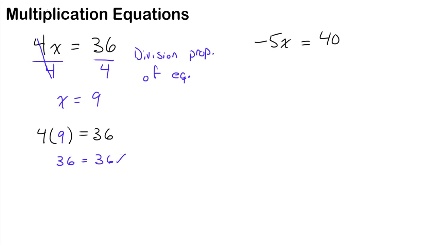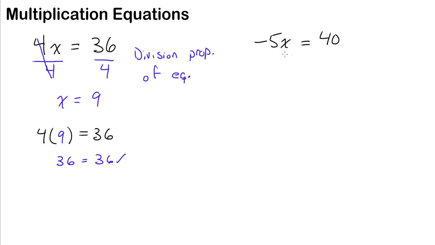Let's take a look at the next example here. Here we have negative 5x equals 40. And again, this x is being multiplied by negative 5. Some might get confused and see that negative and think it's subtraction. If the negative were between the 5 and the x, or if there were a plus sign here between the 5 and the x, then it would be subtraction. But it's not. You see how the negative 5 is right next to the x with no symbols in between? That's multiplication.